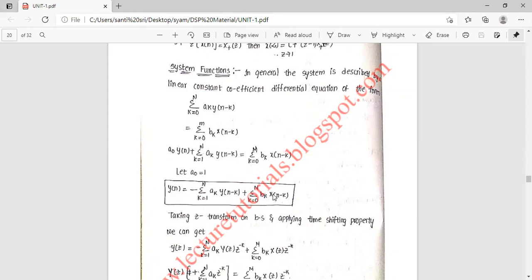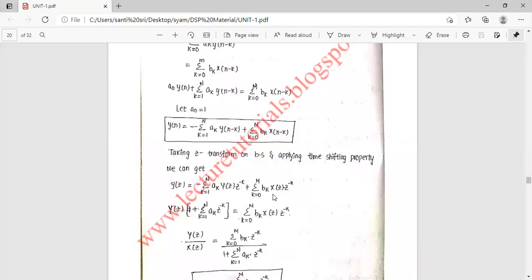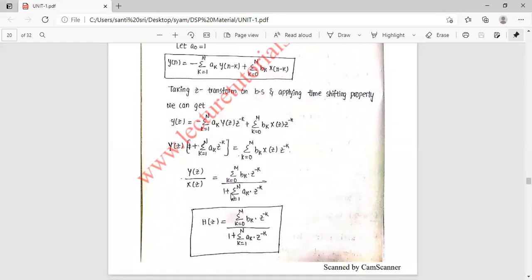From this we can obtain the system function Y of z by X of z, which is equal to sigma k equal to 0 to M b k into z power minus k by 1 plus sigma k equal to 1 to N a k into z power minus k. This is called the system function or transfer function.